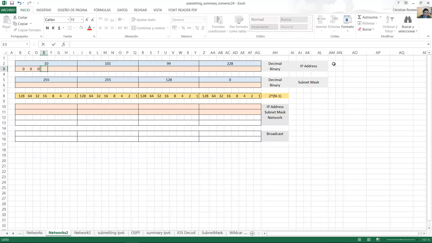Eight plus two. 64 plus 32, 96 plus 4, 100 plus 1, 101. 64 plus 32, 96 plus 2, 98, plus 4, 128.